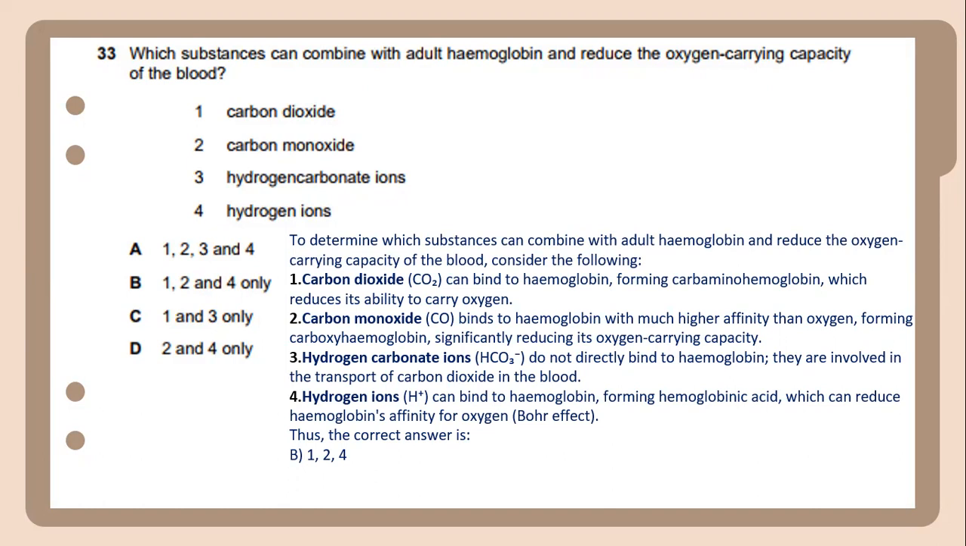And number 3, hydrogen carbonate ions, do not directly bind to hemoglobin. They are involved in the transport of carbon dioxide in the blood. Number 4, hydrogen ions, can bind to hemoglobin, forming haemoglobinic acid, which can reduce hemoglobin affinity for oxygen. Thus, the answer will be 1, 2, and 4.